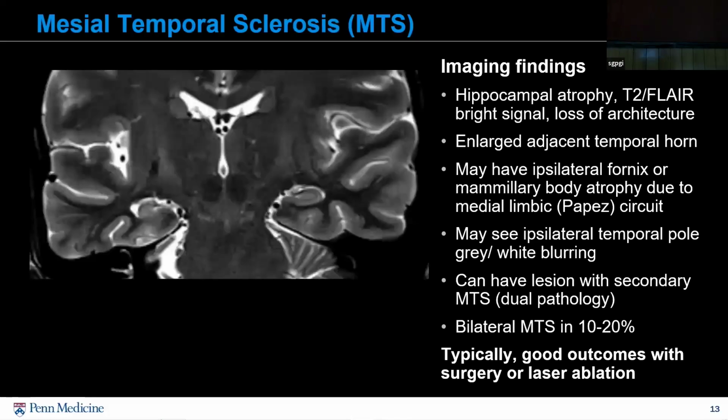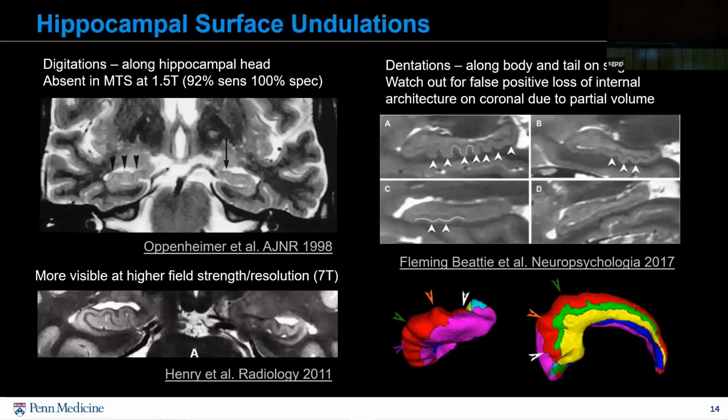I'm going to show you here the same thing on an actual image. So again, mesial temporal sclerosis on the right with loss of volume, signal abnormality, relative prominence of the temporal horn. You may have ipsilateral cortex or mammillary body atrophy due to that medial limbic circuit. You may see ipsilateral temporal pole gray white blurring. Note you can have another lesion with secondary MTS, so dual pathology. And note also that it can be bilateral in about 10 to 20% of patients. Notably, these patients typically have good outcomes with surgery or laser ablation.